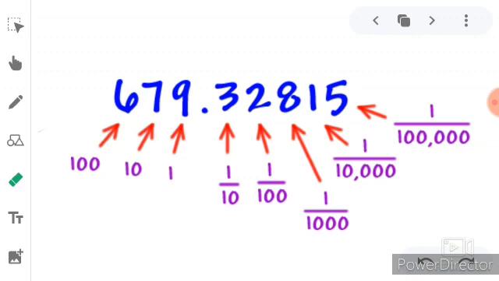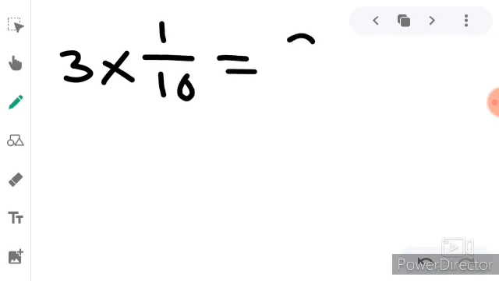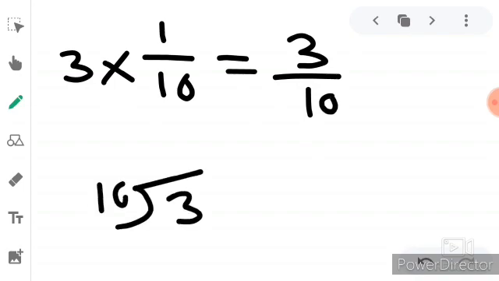Okay, so the first place which comes after the decimal point is tenths place. Okay, tenths. So now students, let's find out the value of 3. Whenever the number is present on the tenths place, we will have to multiply that number by 1 upon 10. So here we are going to multiply 3 by 1 upon 10, means 3 divided by 10.